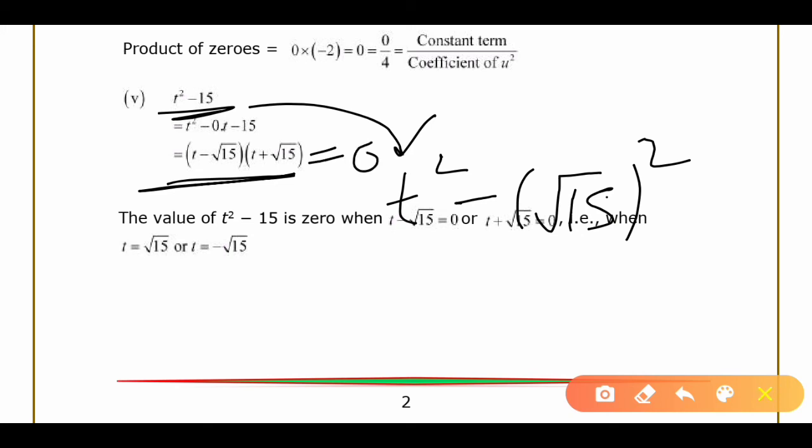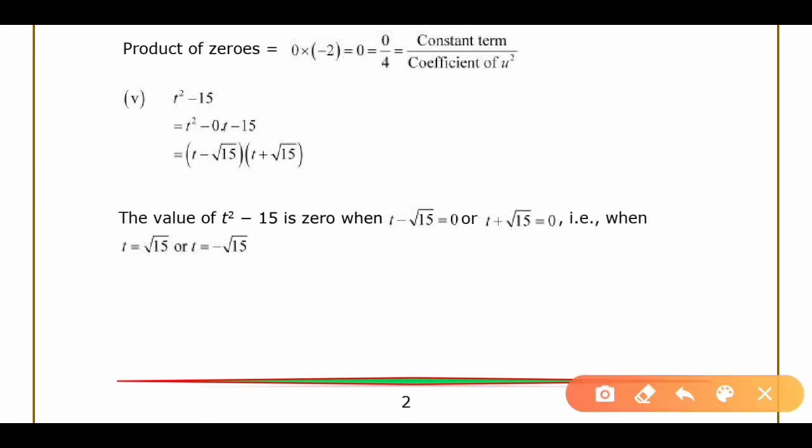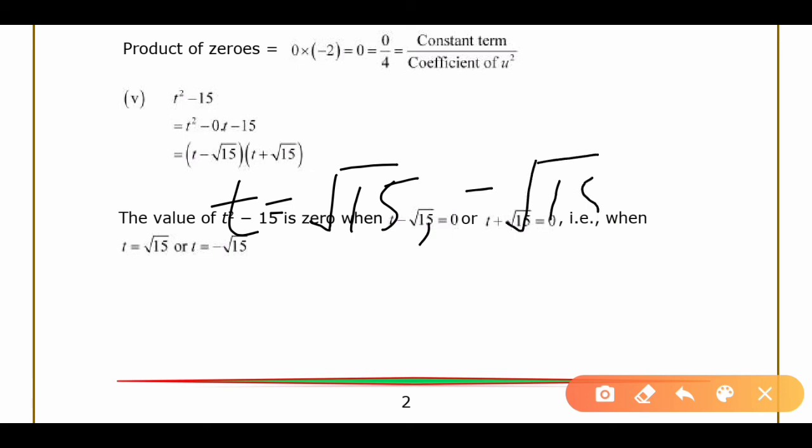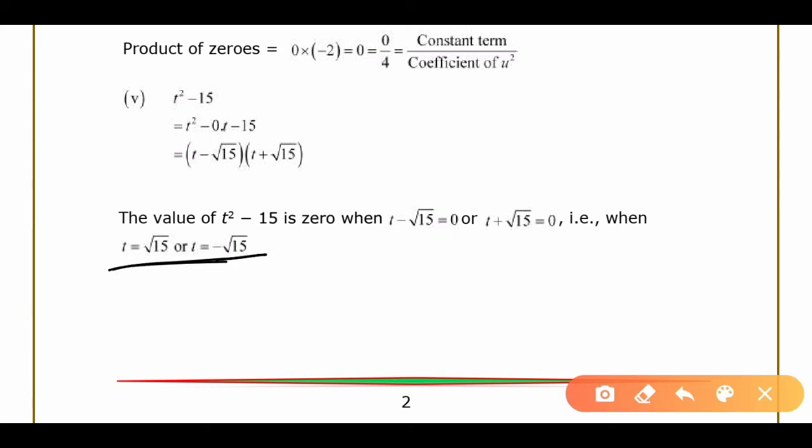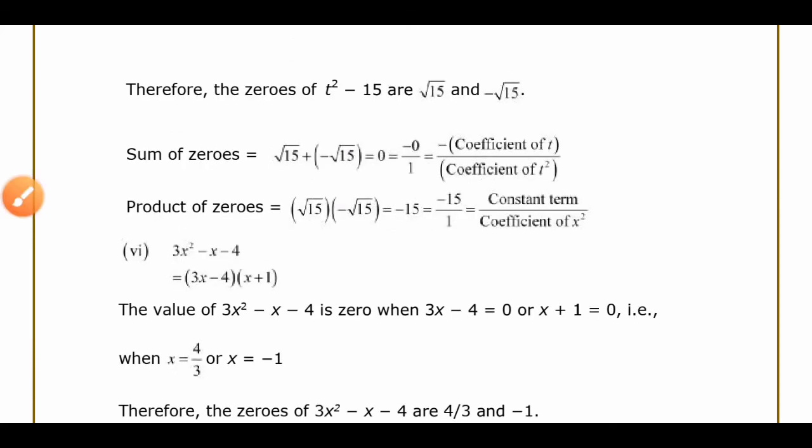So we'll get two solutions. The first solution will be t equals under root 15 and the second will be minus under root 15. So we'll get two solutions, or two zeros. Clear? And you can see here the two solutions are t equals under root 15 and t equals minus under root 15. Clear?